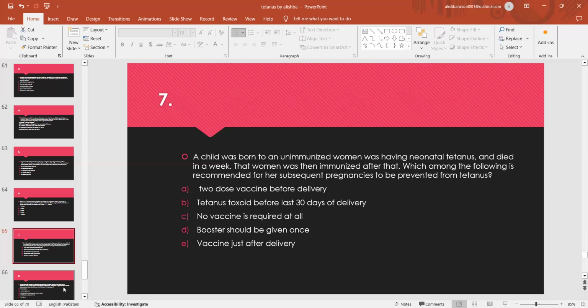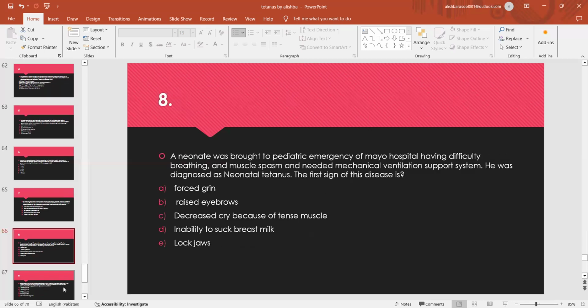A. It's D. A neonate was brought to the pediatric emergency of Mayo Hospital having difficulty breathing and muscle spasm and needed mechanical ventilation support. He was diagnosed as neonatal tetanus. The first sign of this disease is A. Forced grin, B. Raised eyebrows, C. Decreased cry because of tense muscle, D. Inability to suck the breast milk, E. Lockjaw.